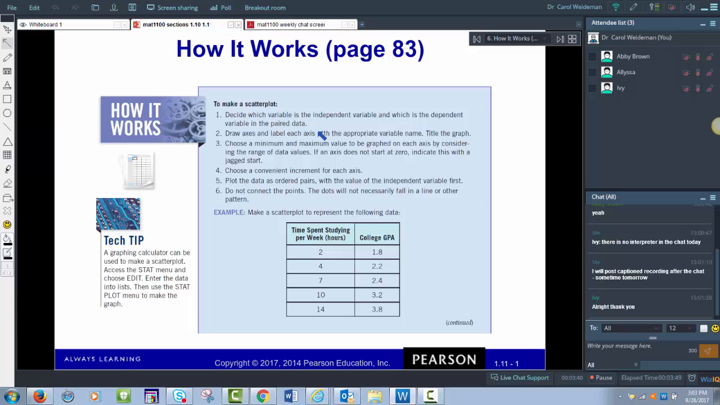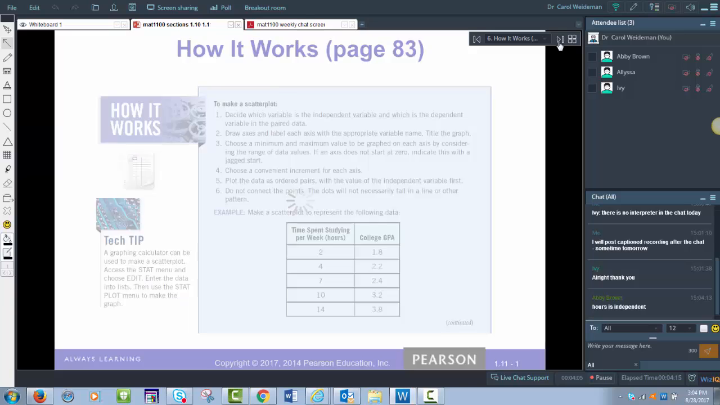Again, what's going to be the independent and what's going to be the dependent variable? In this example, we're looking at the hours of studying and the college GPA. Which variable do you think might influence the other variable? Would the hours of studying influence GPA, or would GPA influence hours of studying? Anybody want to try that? What would be the independent variable? Hours, absolutely. Because the more you study, you would think the better you would do.